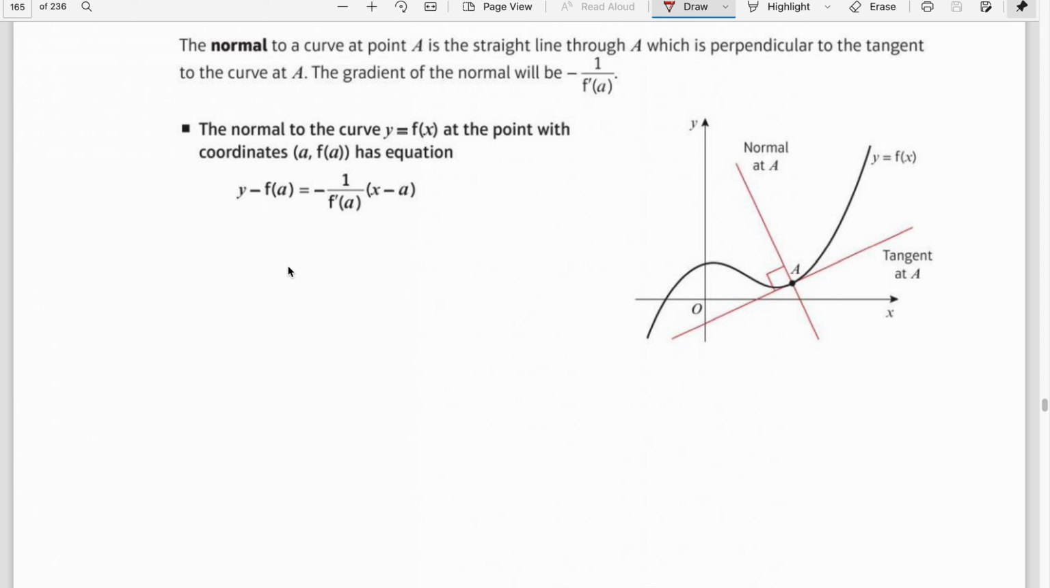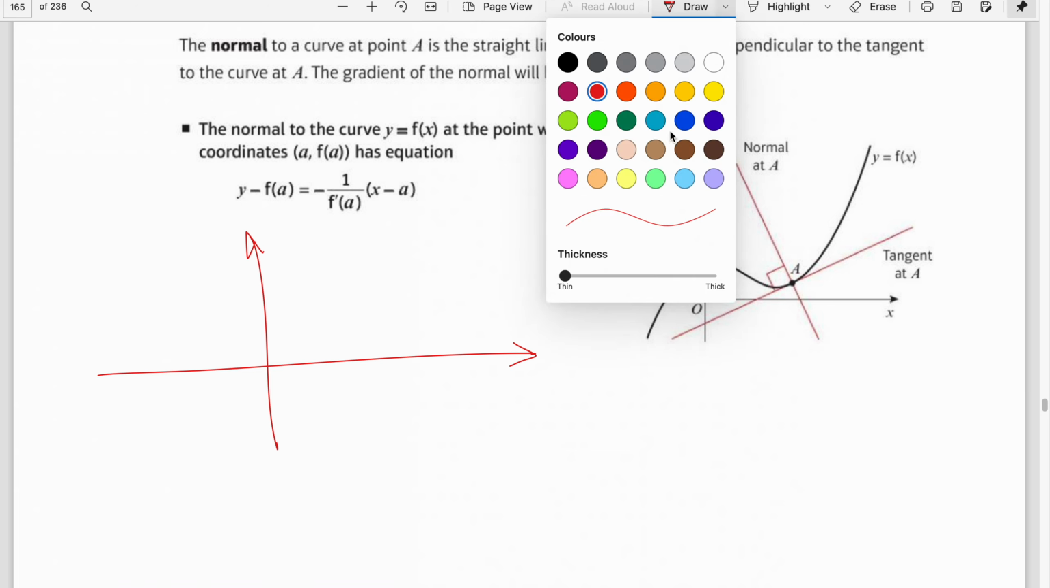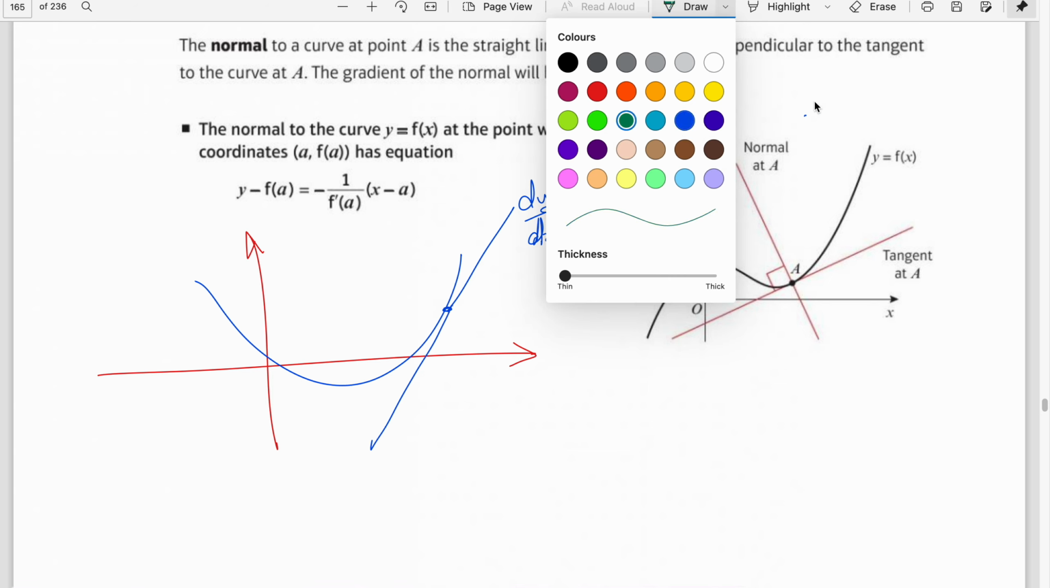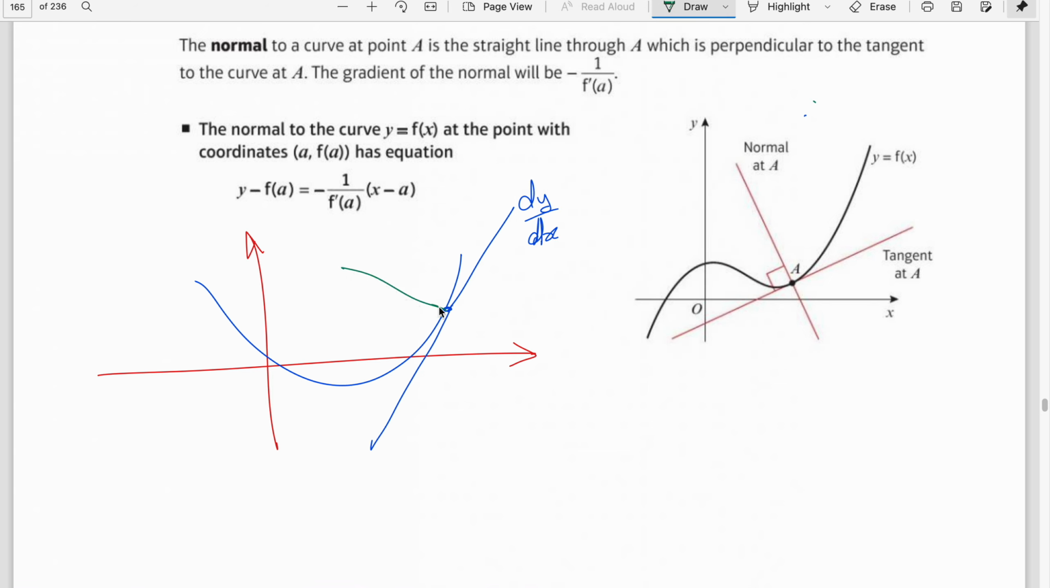Now what normal and tangent mean: whenever you have the x-axis and y-axis and whatever curve is given, at any point when you draw the tangent, this is basically dy by dx, that is the derivative, and when you draw a perpendicular to it, that is the negative reciprocal of the gradient. Just like in IGCSE, this is m1, this is m2, and the relation between them is m1 times m2 is equal to negative 1.